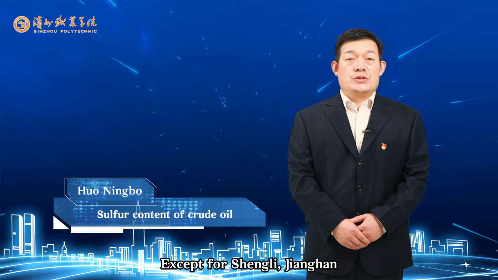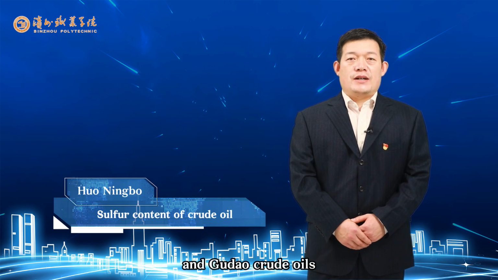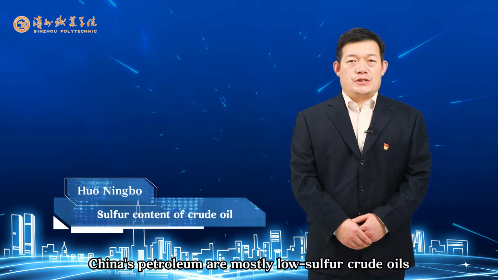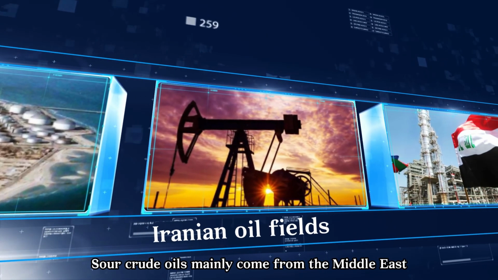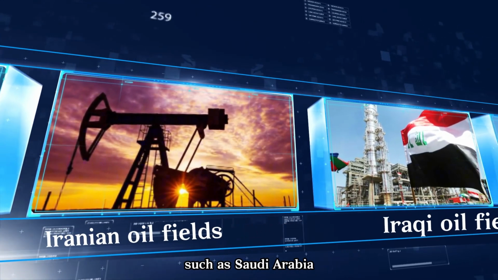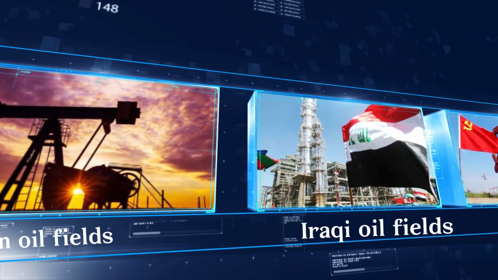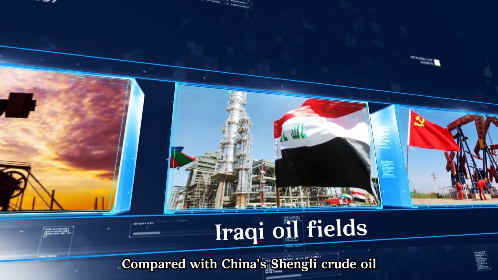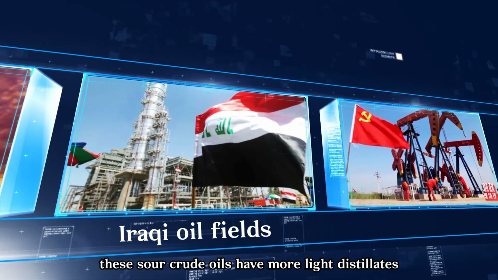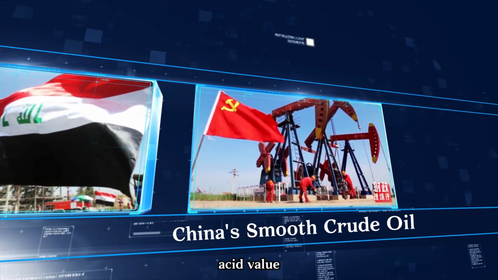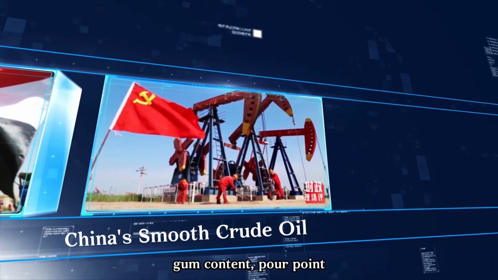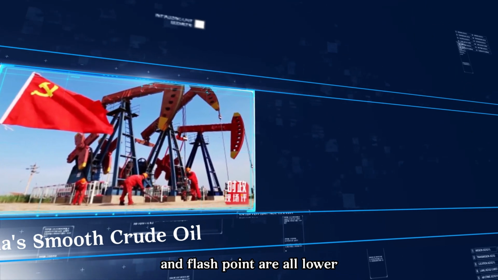Except for Xinli, Jianghan, and Gudao crude oils, China's petroleum is mostly low-sulfur crude oil. Sour crude oils mainly come from the Middle East, such as Saudi Arabia, Iran, and Iraq. Compared with China's Xinli crude oil, these sour crude oils have more light distillates, and their density, viscosity, acid value, gum content, pour point, and flash point are all lower.